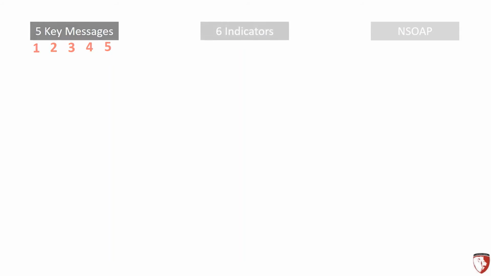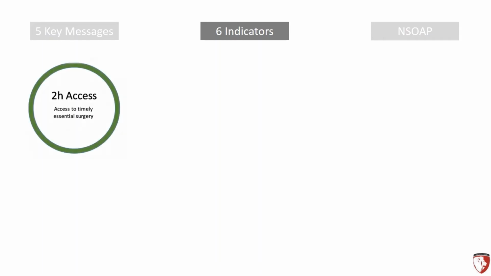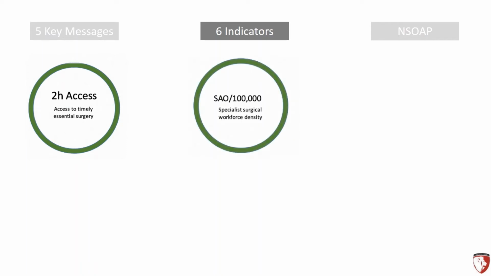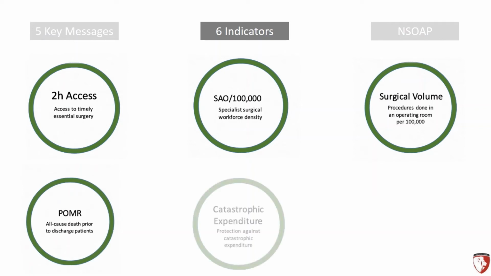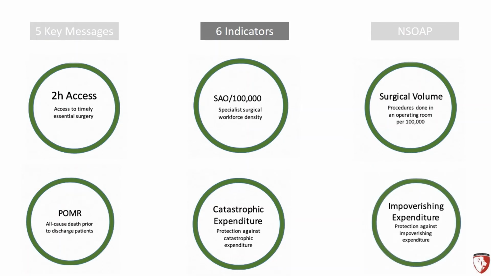The Lancet Commission published 6 indicators in the Global Surgery 2030 report to measure, evaluate, and monitor surgical systems, which, if used together, will allow for mapping a country's surgical care system and highlighting the barriers to access. These 6 indicators are: access to timely essential surgery, surgical, anesthesia and obstetric care provider density, surgical volume, perioperative mortality rate, risk of catastrophic expenditure due to need for surgical care, risk of impoverishment.